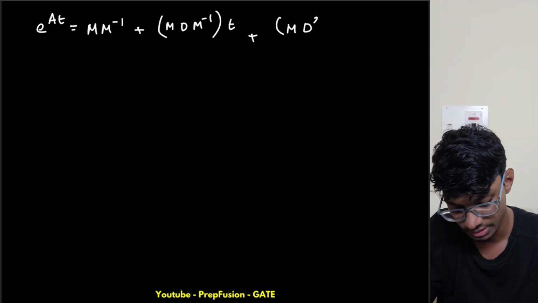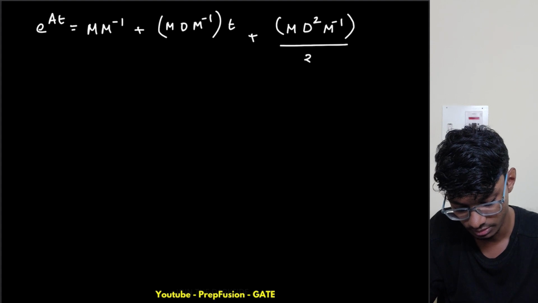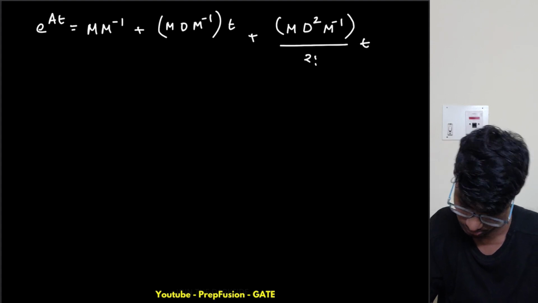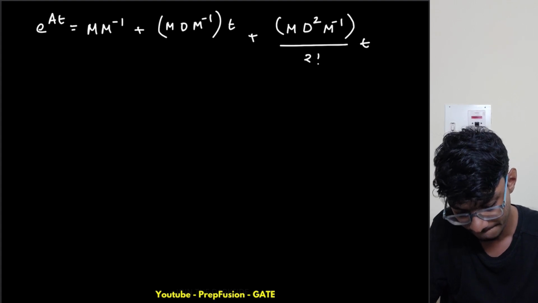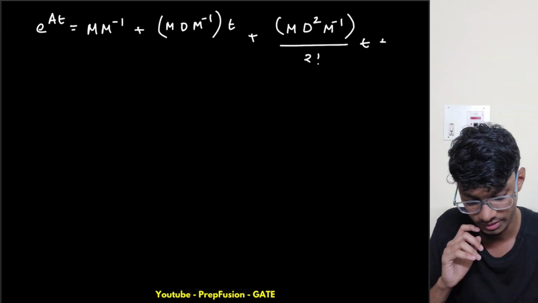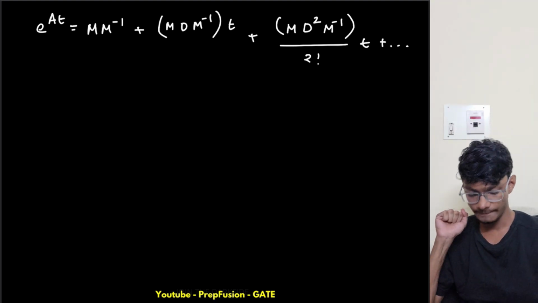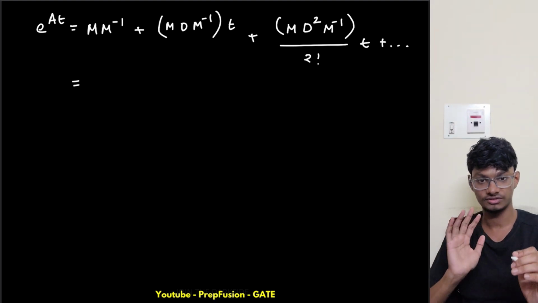This is raised to the power 2, and this is M inverse, divided by 2 factorial times t. So this is M inverse divided by 2 factorial times t. So yeah, this is my expansion of the series.